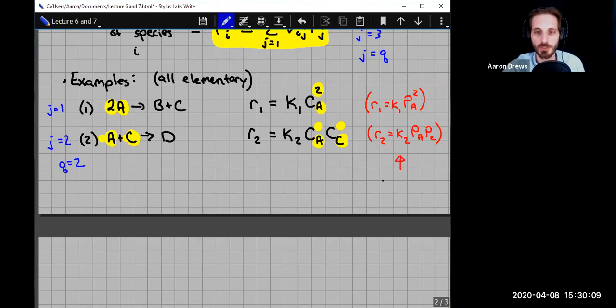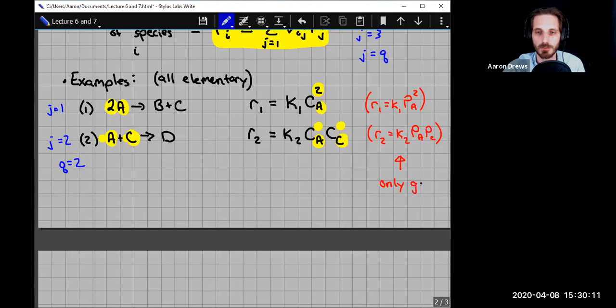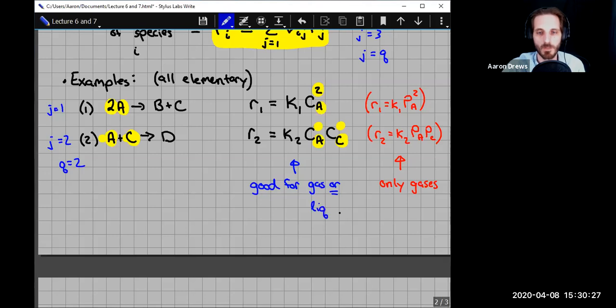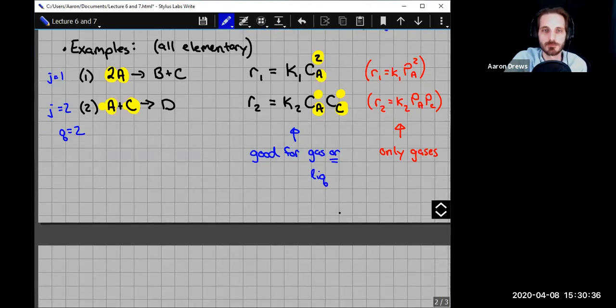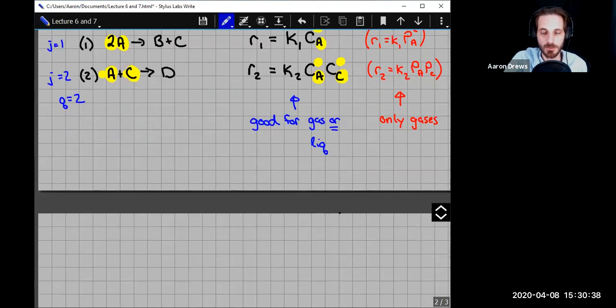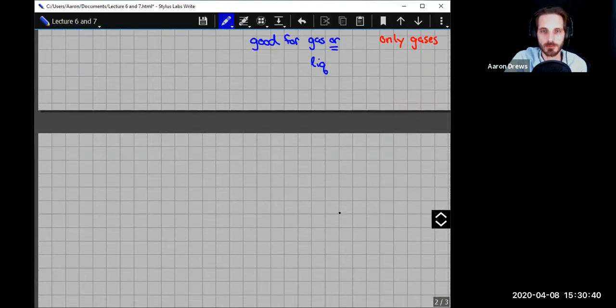This is good for only gases. So if you ever write a rate law in terms of partial pressures, that is only good for gases. This one we have not specified. This one could be gases or liquid. We have not specified. Concentration will work for either one of those. And we're not going to specify anywhere in this particular problem. It's not necessary yet. The form won't change depending on which one is which.